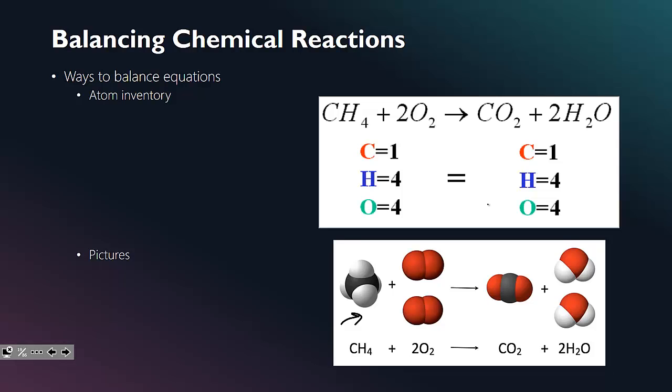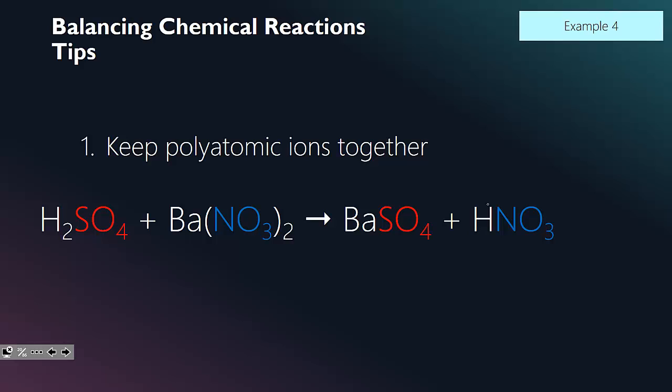So when it comes to balancing, my first tip is, if you see polyatomic ions, always keep your polyatomic ions together. Here we have sulfuric acid and barium nitrate coming together to form the insoluble barium sulfate and nitric acid. Sulfate and nitrate are polyatomic ions. So rather than balance 1 sulfur and 1 sulfur and 2 nitrogens and 1 nitrogen, I'm going to treat them as their own entities. So when I do my atom inventory, I have 2 hydrogens and 1 sulfate ion.